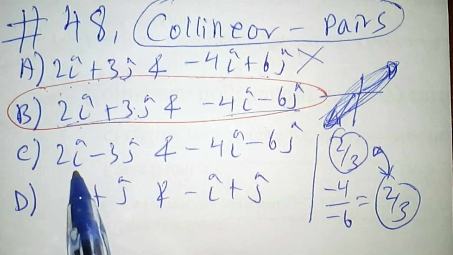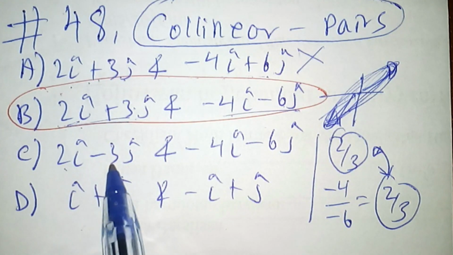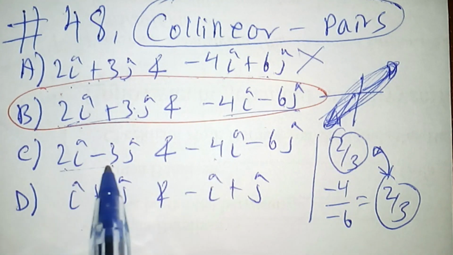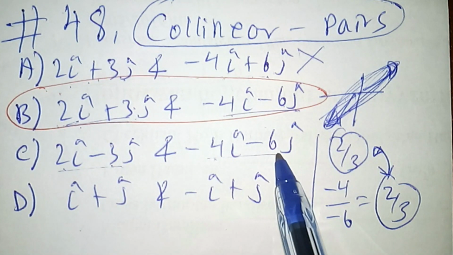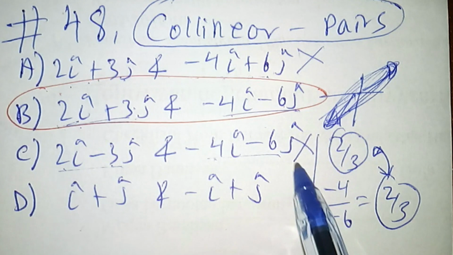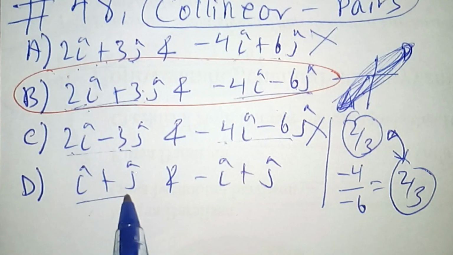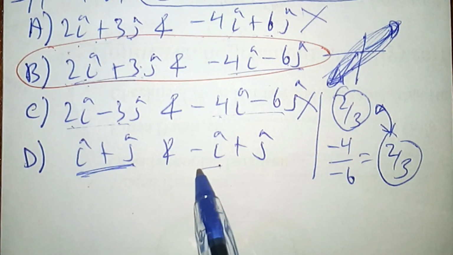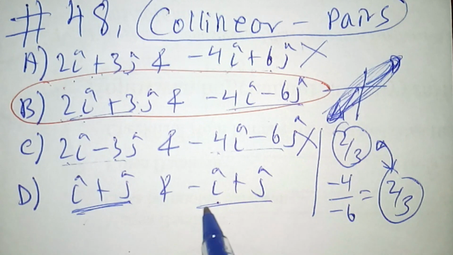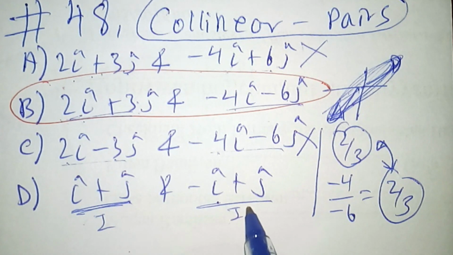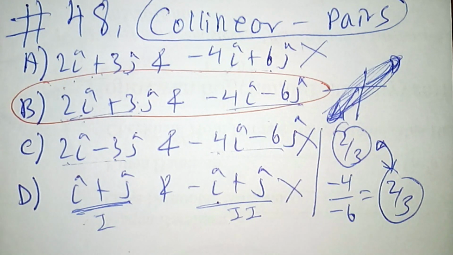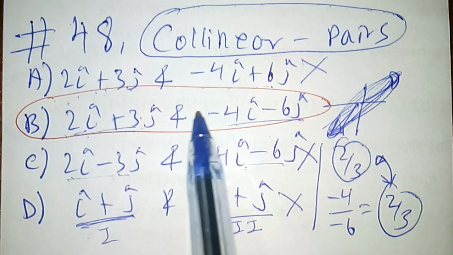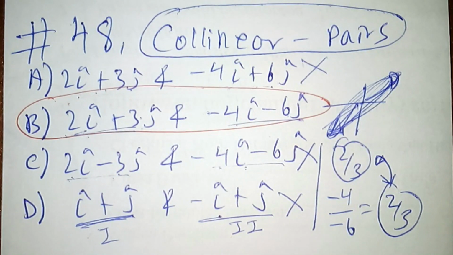When we come to the vectors on alternative C, the first vector exists in quadrant 2 and this one is in quadrant 3, so there is no possibility for them to be collinear. And on alternative D, the first vector exists in quadrant 1 and this one in quadrant 2, so again no possibility of being collinear. So the only pair of vectors which is collinear is the pair on alternative B.